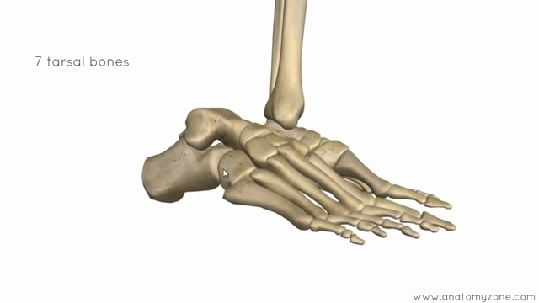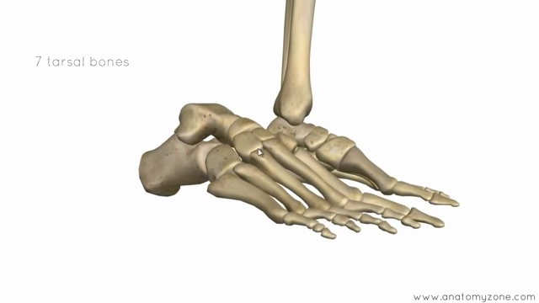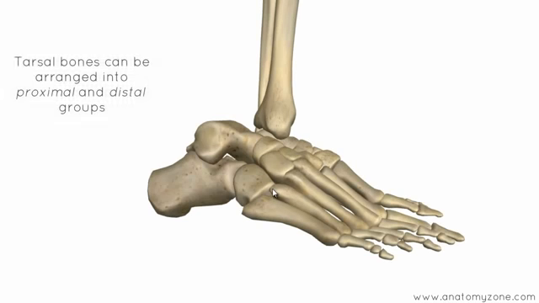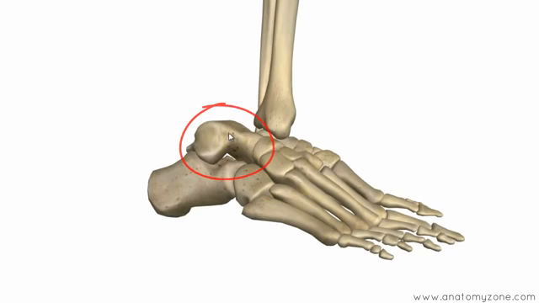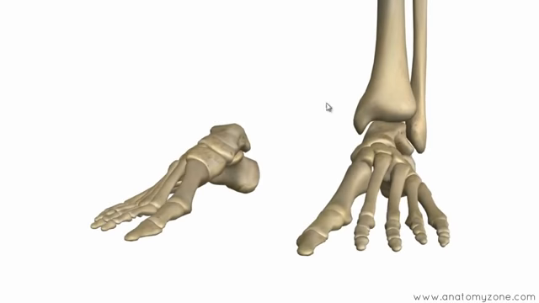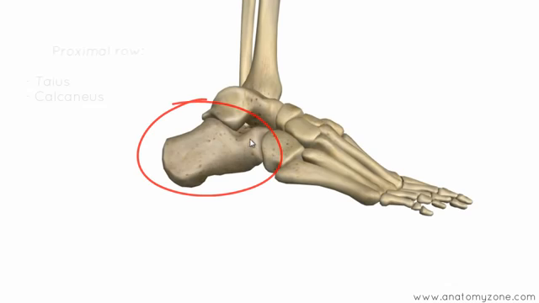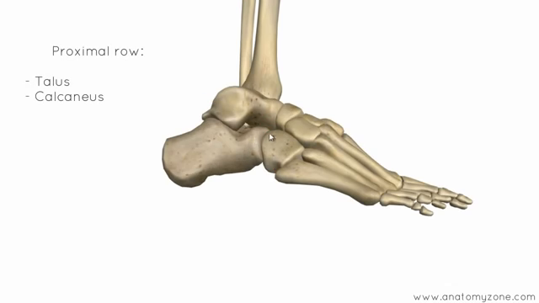So you've got 7 tarsal bones. These are the bones that come before the metatarsals and the phalanges, and you can separate the tarsal bones into a proximal and distal group. In the proximal group you've got 2 bones. You've got this bone here which articulates with the tibia and the fibula. It's called the talus, and you've got the calcaneus. So those are the 2 bones in the proximal row.